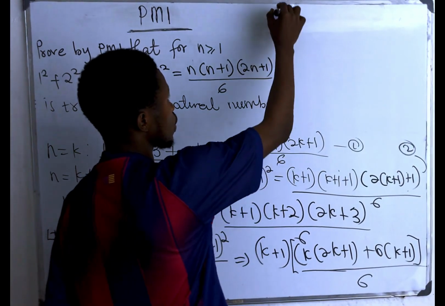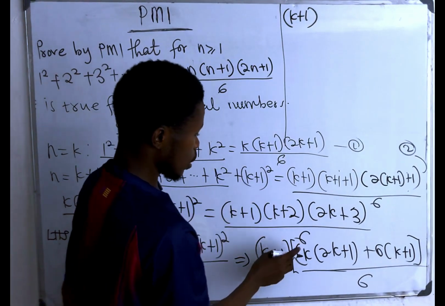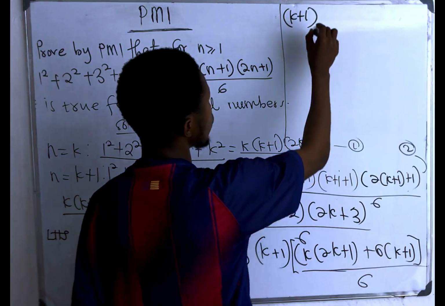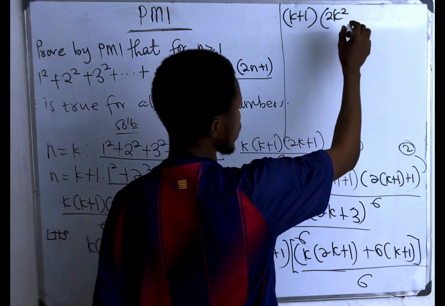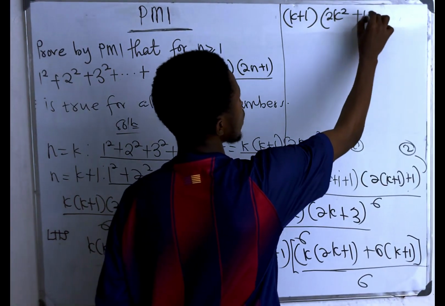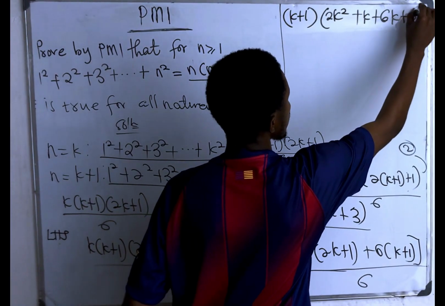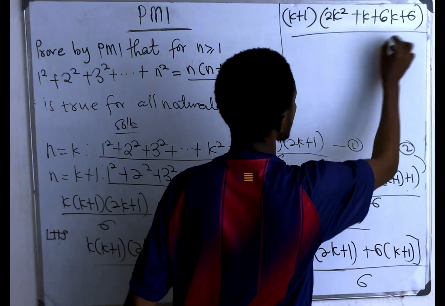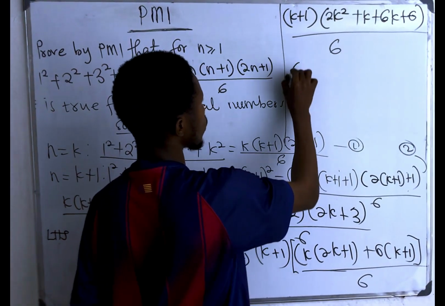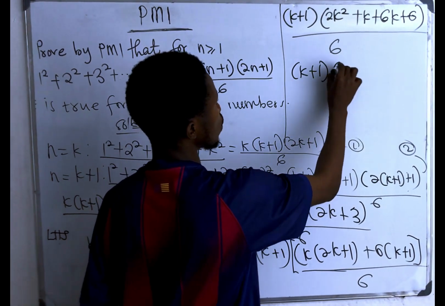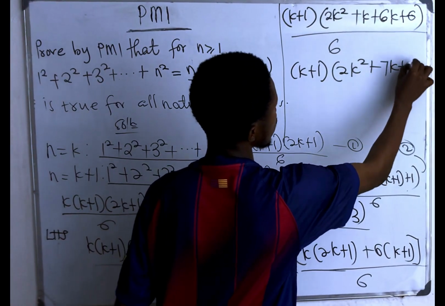Now for this one, let me expand what is in the brackets to see if I can get this. I'm doing it up here. So we have (k + 1) outside. Then this one, if I expand, I'm going to have 2k squared. k times 2k, that is 2k squared, plus k. Then here will be 6k plus 6, and all this is divided by 6. Now, k plus 6k is 7k. So I'm going to have (k + 1)(2k squared plus 7k plus 6).